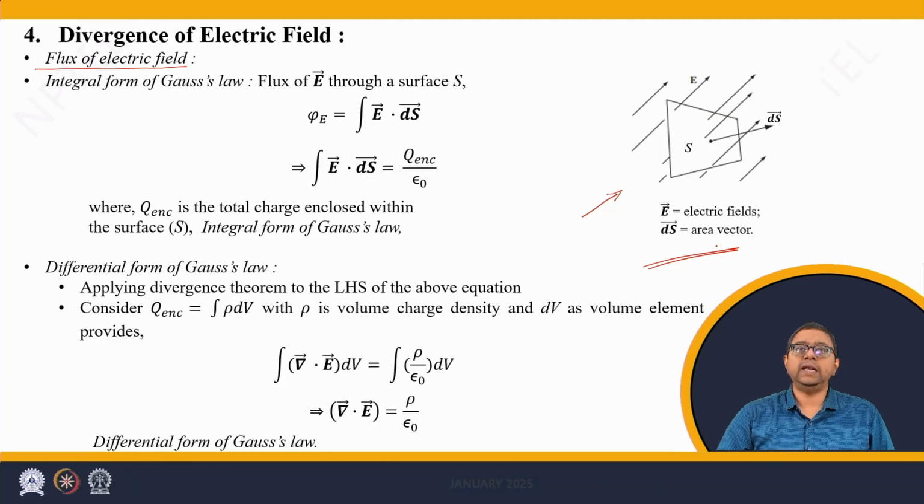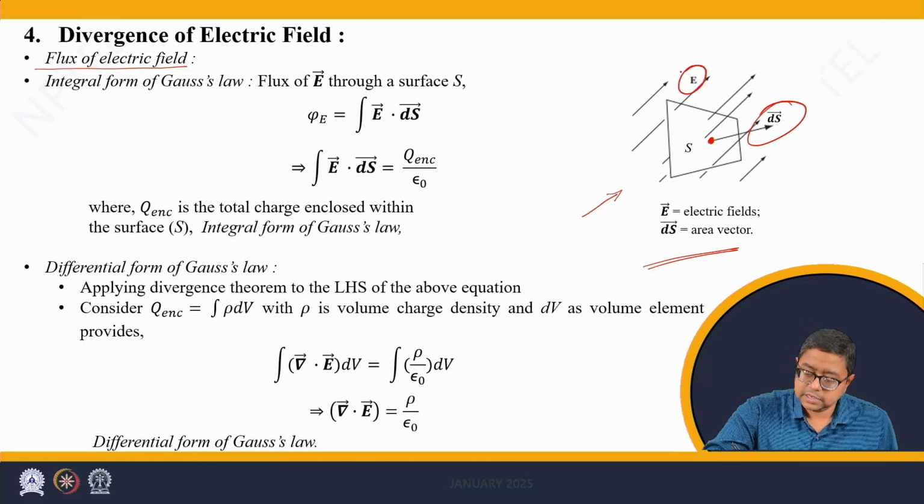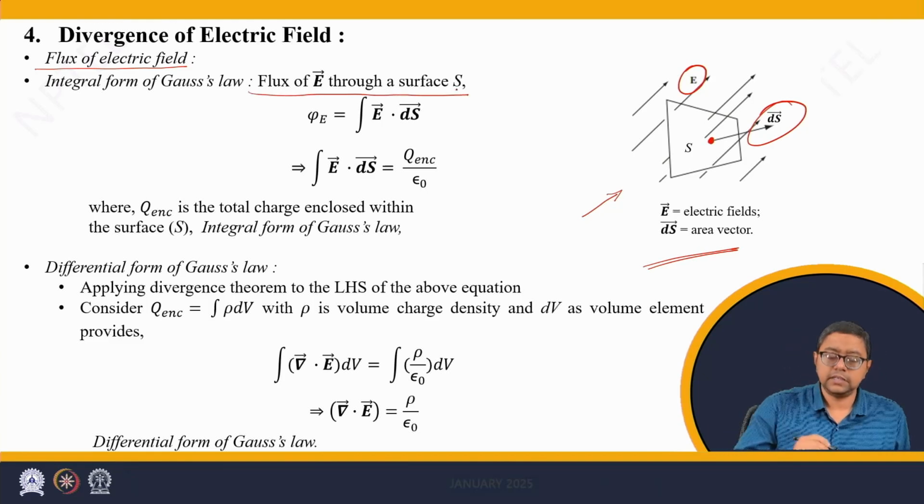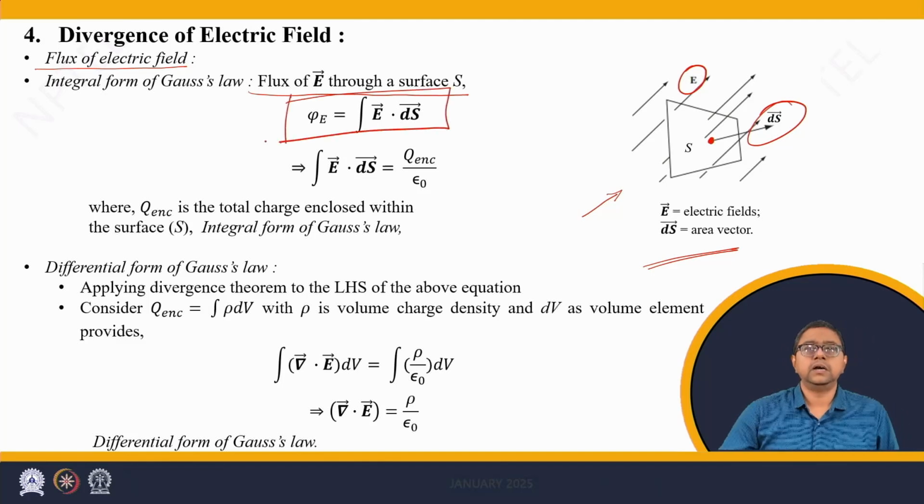Here we have the total area denoted by capital S and an infinitesimal area ds. The ds vector is the normal to the surface S and is shown here. The electric field is E vector. We can see the crossing of these field lines through this surface. Now, the flux is given as integral E dot ds. This is the flux of the electric field.